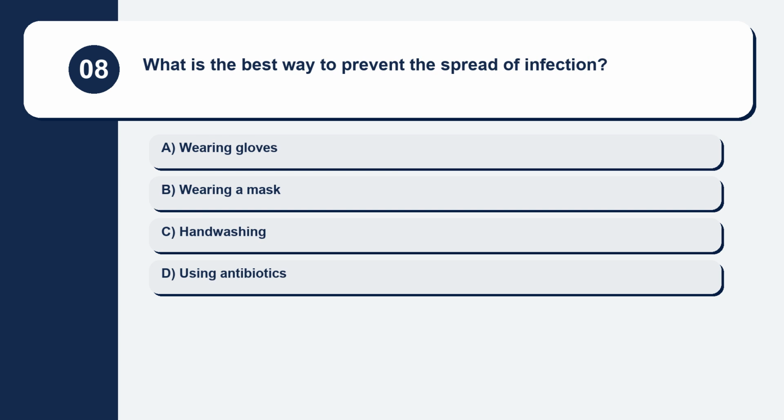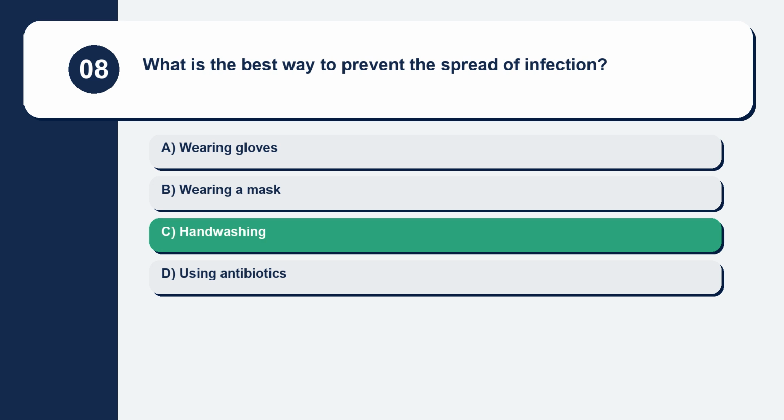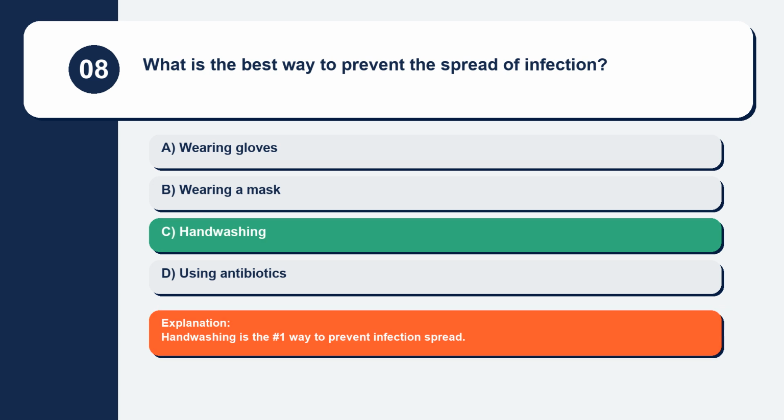Question 8. What is the best way to prevent the spread of infection? Wearing gloves, wearing a mask, hand washing, or using antibiotics. Hand washing is the number one way to prevent infection spread.